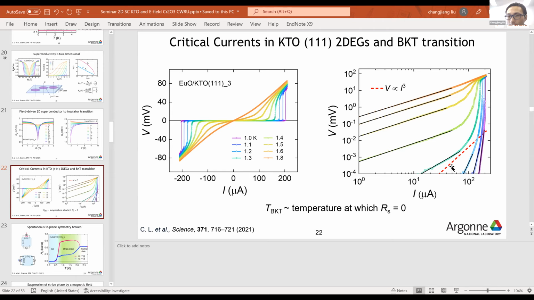Right, but does it have something to do with superconducting vortices, like in a type two superconductor? It is due to the vortex and anti-vortex unbinding process, and in this process there's an I cubed dependence for the voltage.